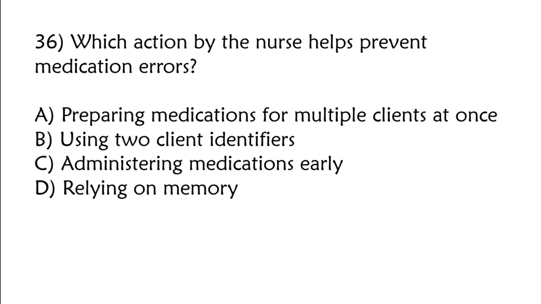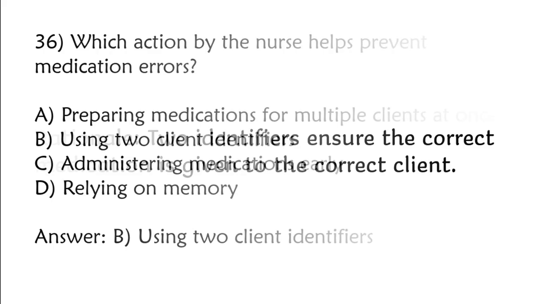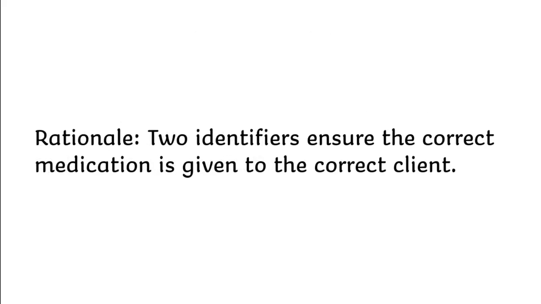Which action by the nurse helps prevent medication errors? Correct answer is B. Using two client identifiers. Rationale: two identifiers ensure the correct medication is given to the correct client.